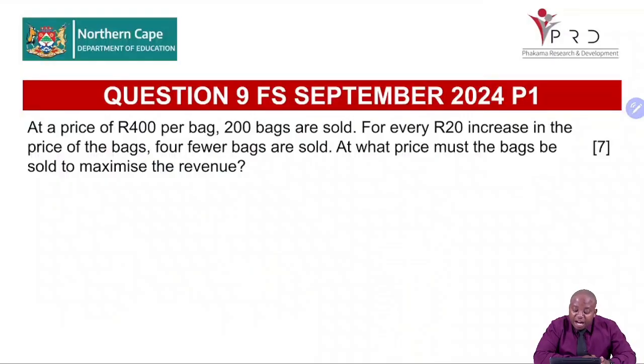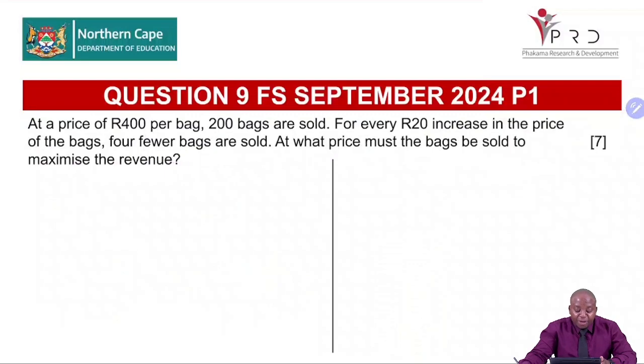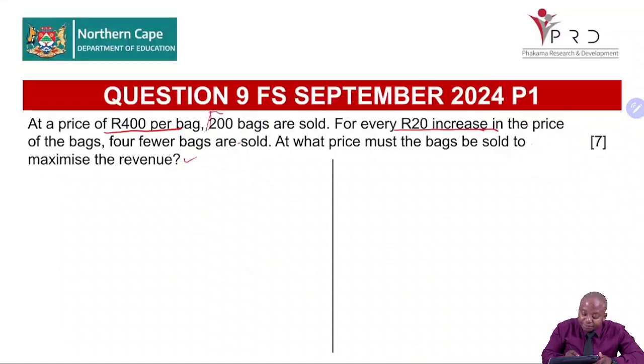Welcome back, grade 12. Now, let us look at question 9 from Free State 2020, September 2024. At a price of 400 per bag, 200 bags were sold, and for every 20 increase in the price of the bags, 4 fewer bags are sold. At what price must the bag be sold to maximize the revenue? Okay, interesting. So we have two scenarios here. We have the 400 per bag, the prices, and we have the units.